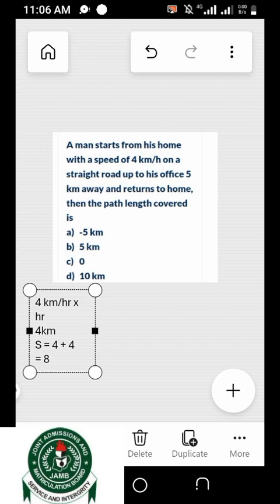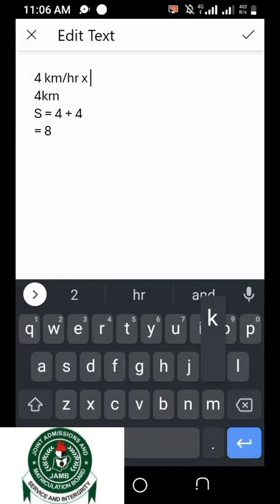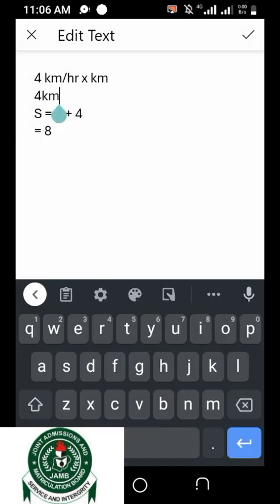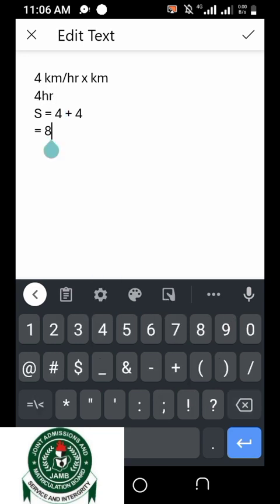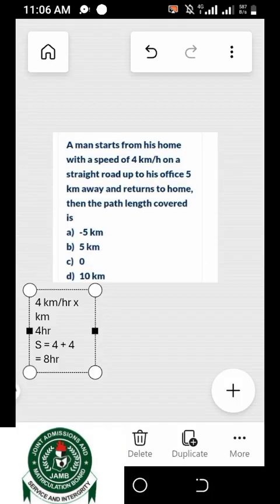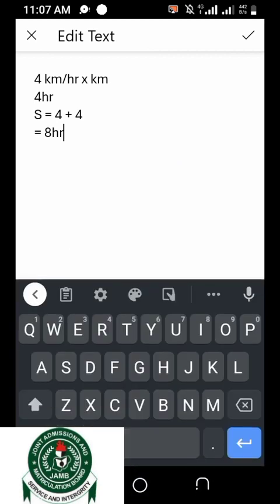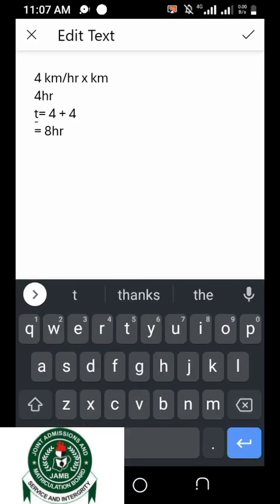So if this is the time, let's edit it. If this is the time, that means we are going to be looking for the time, right? So we have it as 8 hours. Total time, we have it as 8 hours. So that should be the time, not the distance, if you are looking for the total distance.